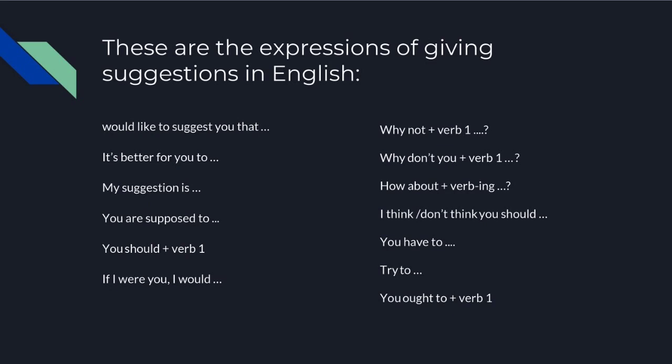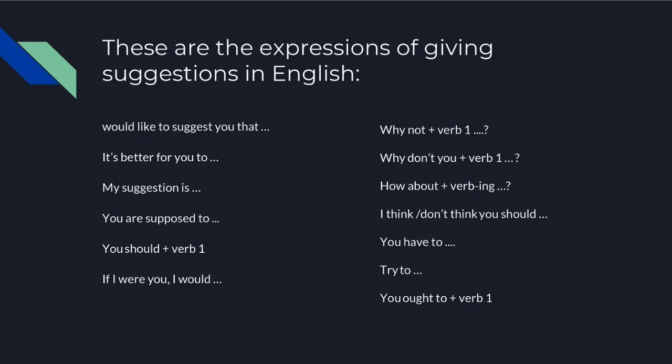Well, for the next, I'd like to introduce you to the expressions of giving suggestions in English. There are some expressions of giving suggestions in English. Please pay attention, one by one. Number 1 is, I would like to suggest that you. Number 2, it's better for you to. Or you may say, it's best for you to. Next, my suggestion is, and then you are supposed to.